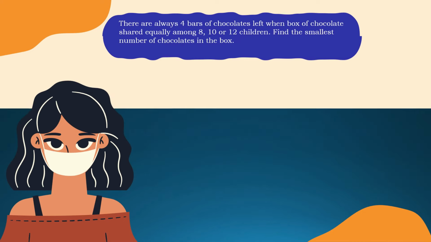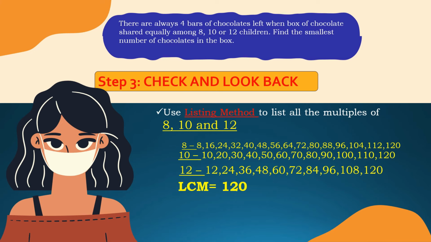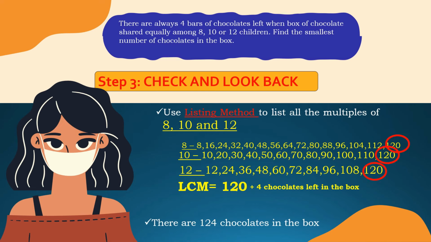Step 4 is check and look back. So again, we use the listing method to list all the multiples of 8, 10, and 12. As you can see, 120 is the least common multiple of the 3 numbers. To get the answer, we have to add 120 plus the 4 chocolates left in the box, which is 124. Therefore, there are 124 chocolates in the box.